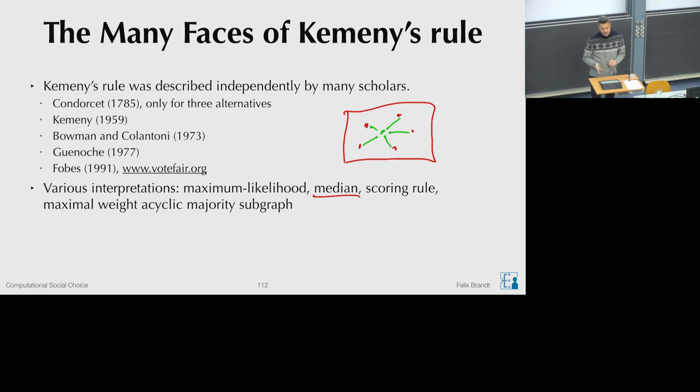Another name that is sometimes given to Kemeny's rule, or the output of Kemeny's rule, is consensus rankings, which also makes a lot of sense, right? Because we are trying to find a consensus in the way where we try to have as many pairwise agreements with the voters' preferences as possible.